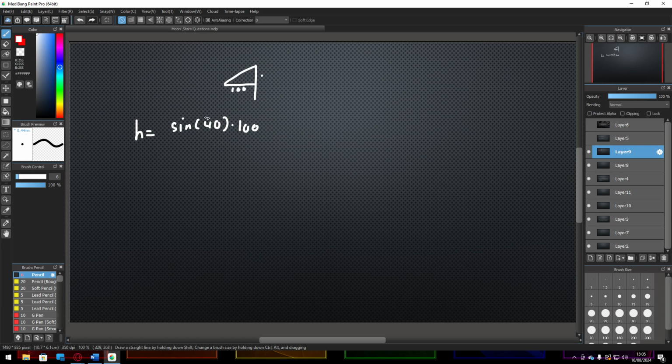So, we can approximate sine 40 to just make this easier, which is equal to about 0.64. So then all we have to do here is 0.64 times 100, which is equal to about 64 miles, which is how far the moon is above the Earth's surface. And yeah, that's how you do that. It's really simple. You're just solving for the height there, using the distance and the angle of elevation.